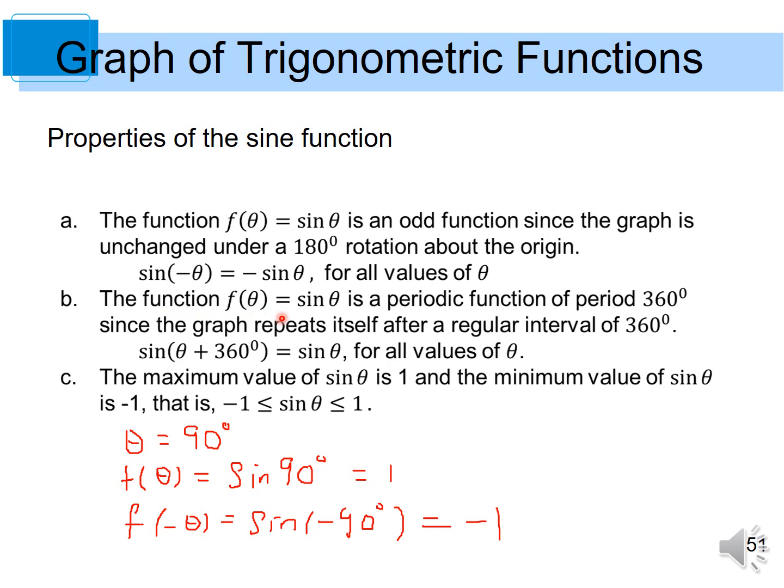The function is a periodic function of period 360 degree. Why do we call it a periodic function? Because the graph repeats itself after a regular interval of 360 degree. The maximum value of sine theta is 1 and the minimum value of sine theta is negative 1. So this is the range of sine theta.